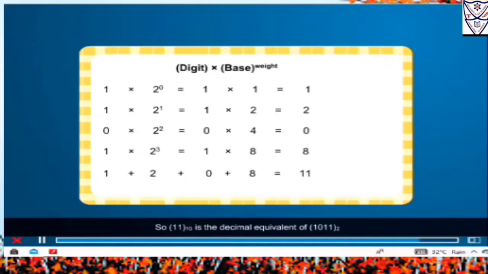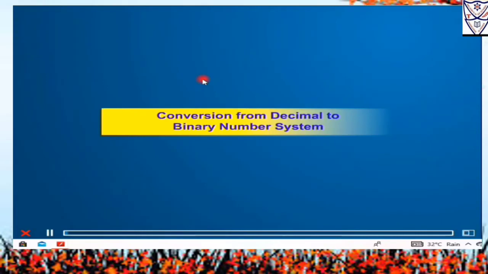So, 11 base 10 is the decimal equivalent of 1011 base 2. Conversion from decimal to binary number system.